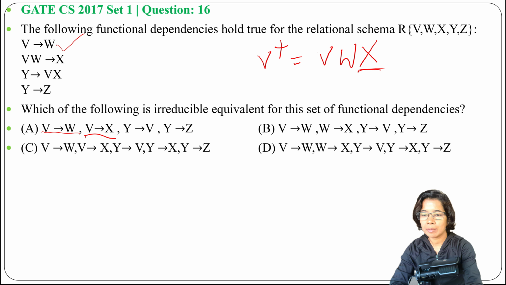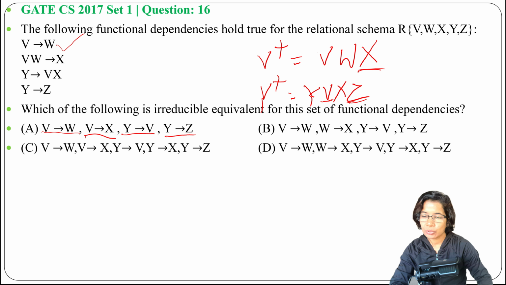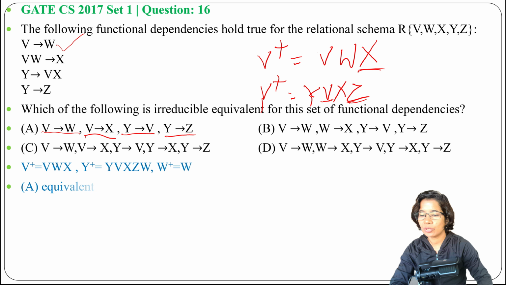Then Y implies V. Y positive closure will be Y, V, X, Z. As it contains V, this functional dependency holds. Next, Y implies Z. Z is there on the right side, so this functional dependency holds. So option A is equivalent.